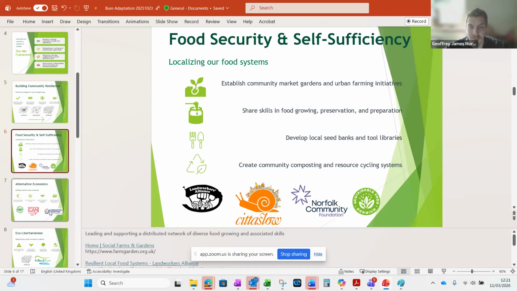Cittaslow is Spanish for slow city. It's a movement around making sure that your local outlets are producing and supplying local food that's responsibly grown and that it is as unprocessed as possible. We have one locally to us in Aylsham, and slow food movements are part of the transition groups as well. They go hand in hand a lot.